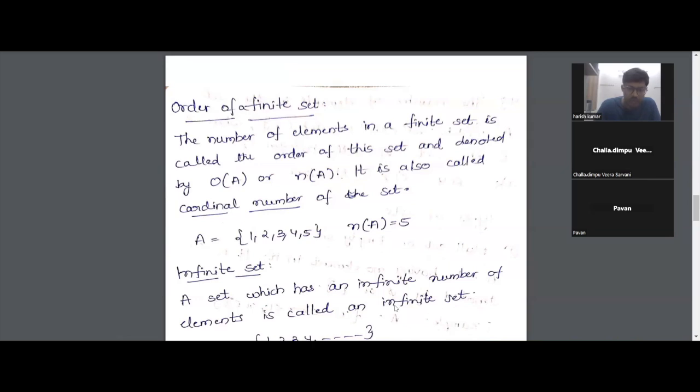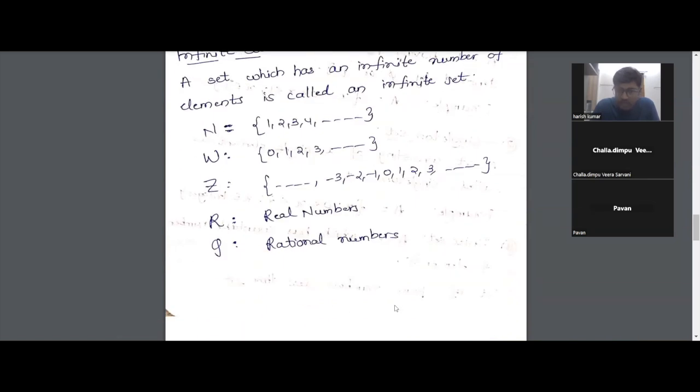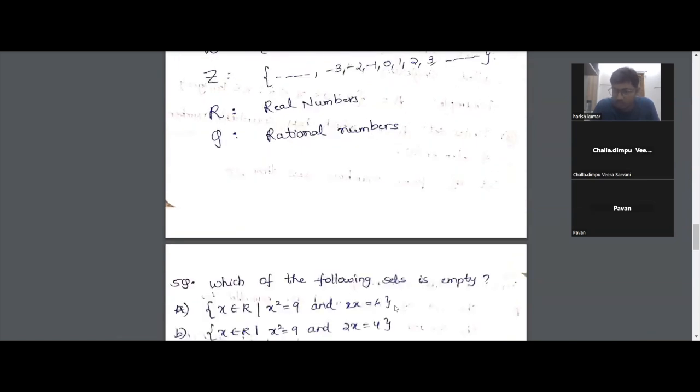Then we have infinite set. What is an infinite set? A set in which you can't count the numbers. You cannot completely count the numbers. So the set of natural numbers, you cannot completely count them. Set of whole numbers, set of integers, real numbers, rational numbers, all these.